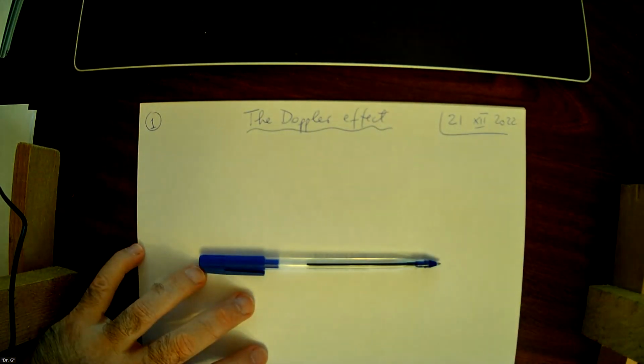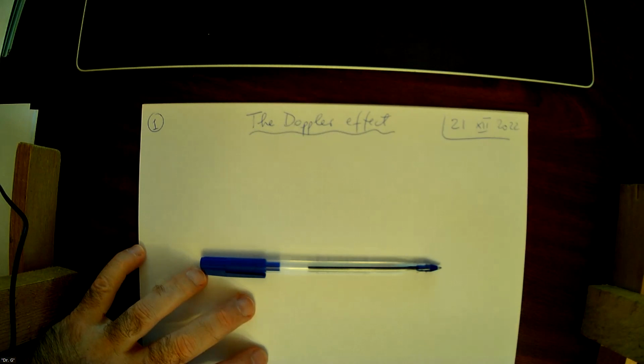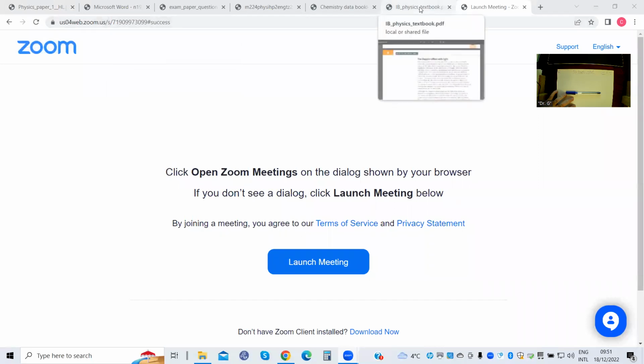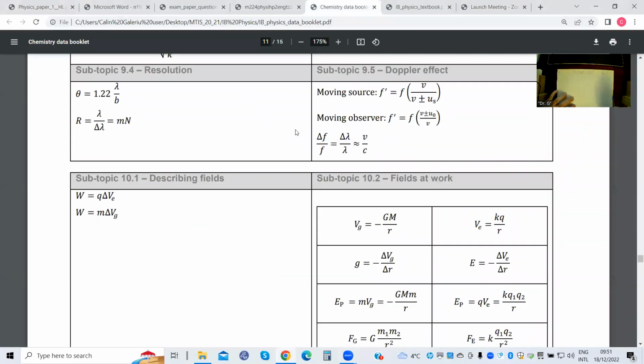Okay, so last week we looked at the acoustic Doppler effect. That was the change of the frequency of the heard sound when the source of sound or the detector, the microphone or the ear, are moving. So, sound waves.